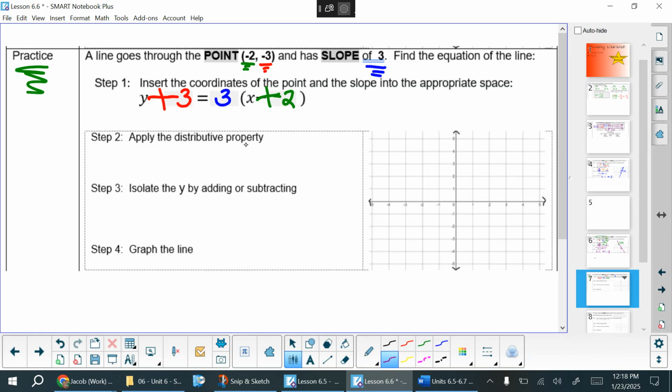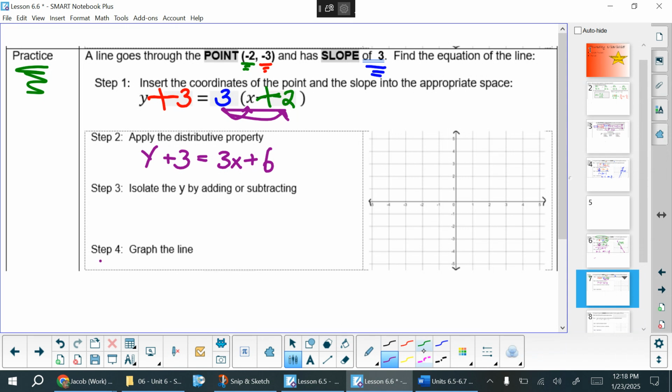Next step is distributive property. So on the right-hand side, 3 times x is 3x. 3 times 2 is 6, so positive 6. We're going to be really slow now, aren't we? And the left-hand side of the equation has not changed at all.